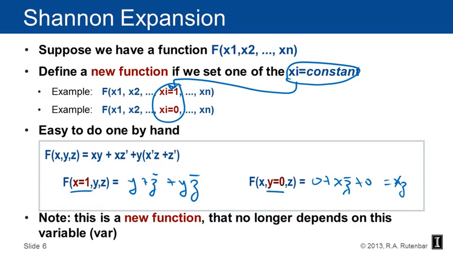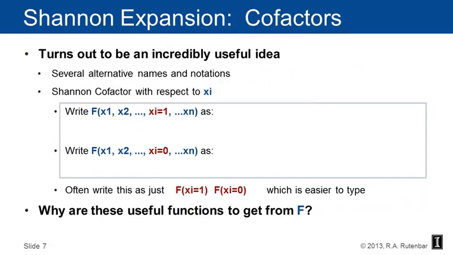Now, here's something I'm going to say a whole bunch of times until you remember. It's a new function, right? But it no longer depends on this variable. Once you set xi to a constant, there are no more xi's in this function. Makes sense, right? They're constants. The variable went away. So these things are spectacularly useful, so they have a name.